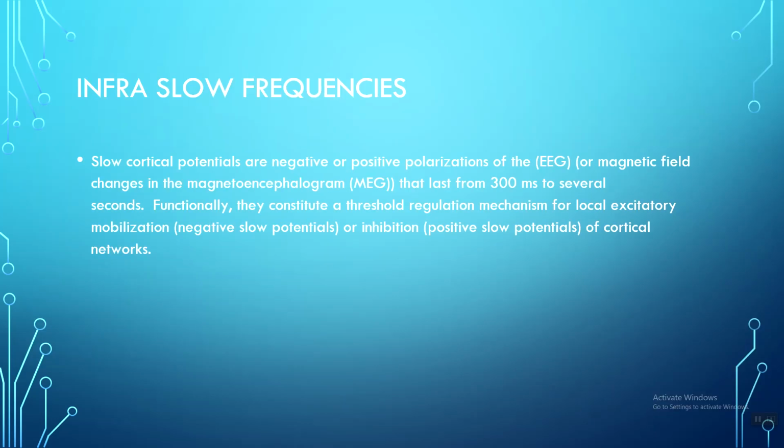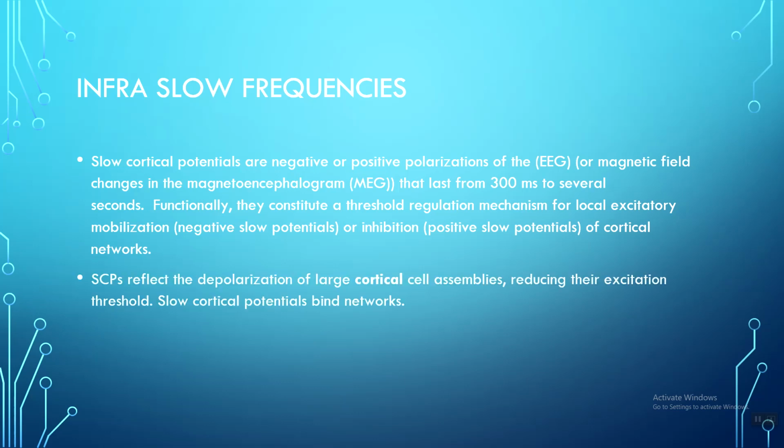So in the beginning, right, there are infraslow frequencies. Infraslow frequencies are frequencies that are beneath 1 hertz, right? They're also called slow cortical potentials. And essentially, they last anywhere from 3 milliseconds to several seconds, but they're very slow frequencies. And the negative slow potentials are about excitatory mobilization. Inhibitory positive slow potentials are about inhibition. And so what's happening with slow cortical potentials is the depolarization of large cortical cell assemblies.